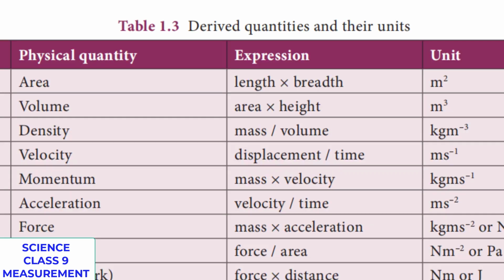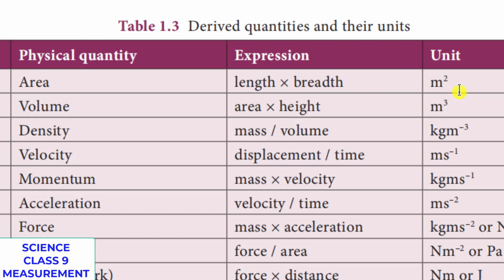Watch carefully the physical quantity and expression and unit related to derived quantities. See, area is length into breadth. This is particularly for the rectangle. You know, square. For square, you have to multiply the side by side, is it not?